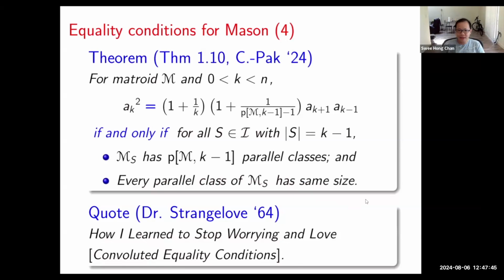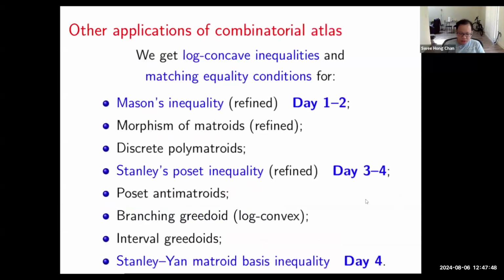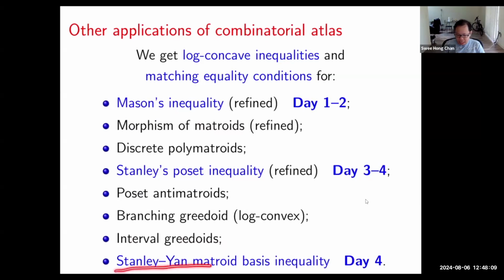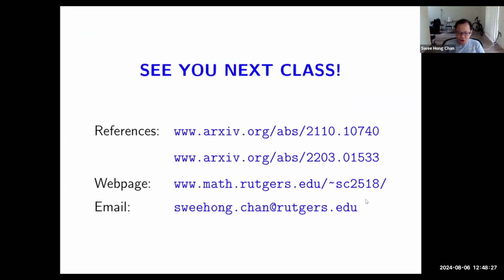Okay. Anyway, in conclusion, what we have done today is that we focused on the combinatorial atlas with the application to Mason's inequality. In the next classes, on day 3 and maybe day 4, we will discuss the Stanley poset inequality. Also, now we apply it to completely different things. And on the last day, we will also discuss another inequality, called the Stanley matroid inequality, that's related to the Mason inequality. This one will be done by Igor, and you will see exactly what I mean by equality condition implies combinatorial interpretation. Okay, and I think that is all I want to say for today.